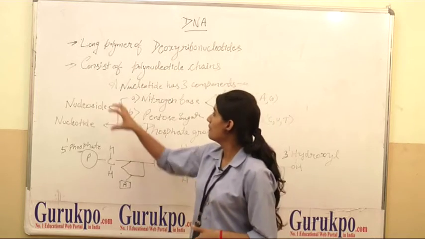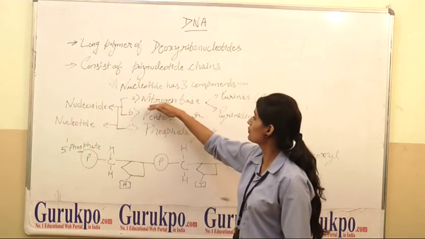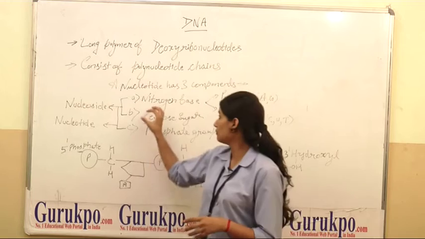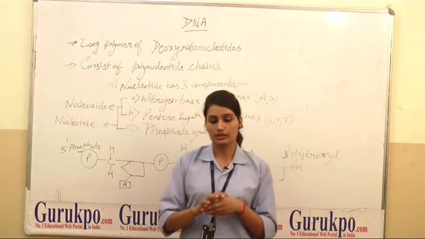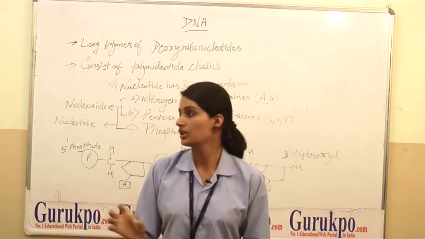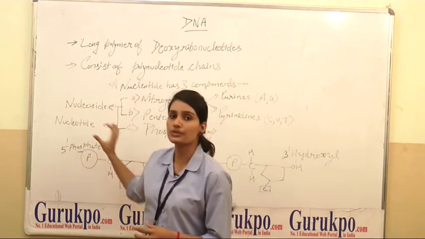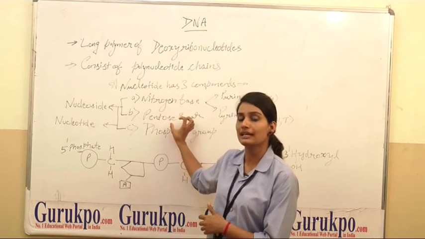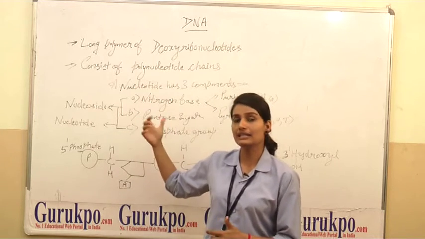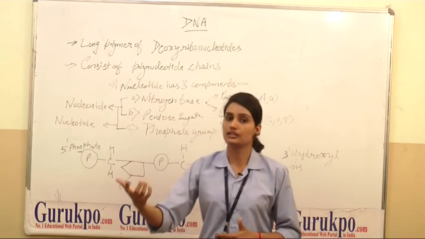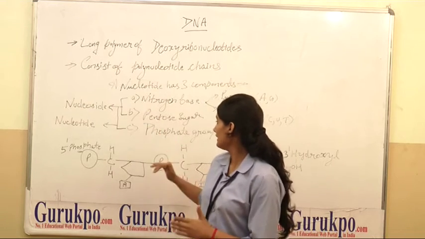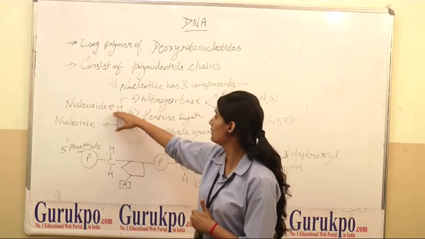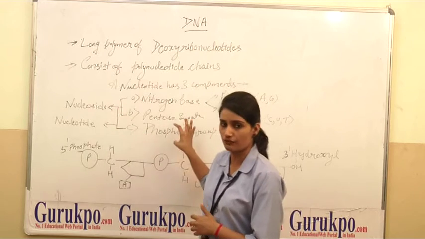But how is the nitrogenous base linked with the pentose sugar? The nitrogenous base is linked with the pentose sugar with the help of an N-glycosidic linkage, and these are known as nucleosides. That is, when the nitrogenous base adenine is linked with the pentose sugar, then adenosine is formed. When guanine is linked with the pentose sugar, then guanosine is formed. But when a phosphate group gets linked to the OH group of the nucleoside, then a nucleotide is formed.